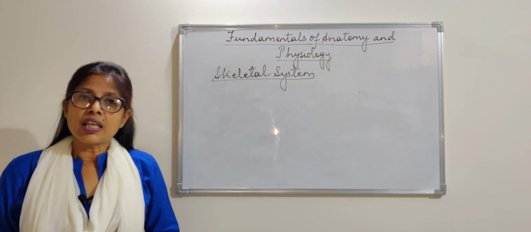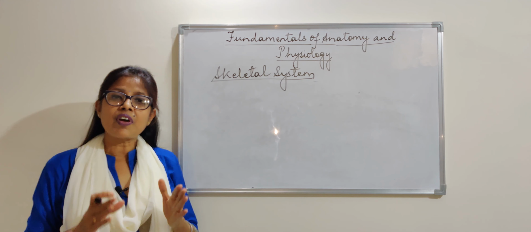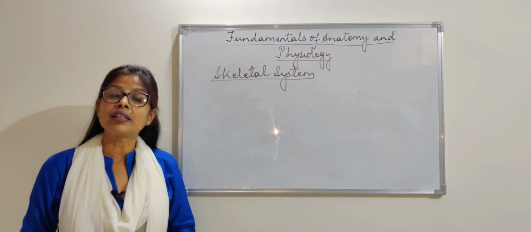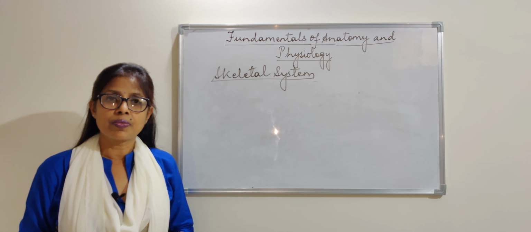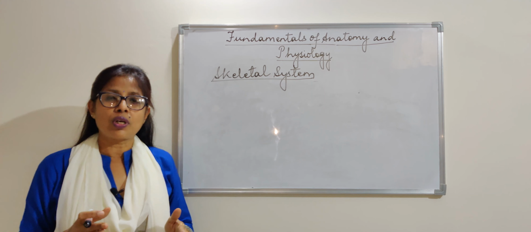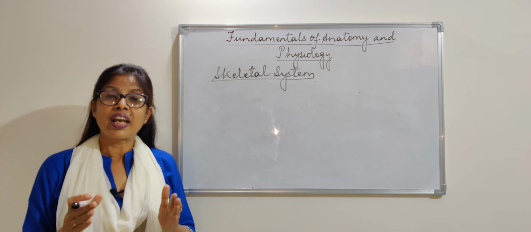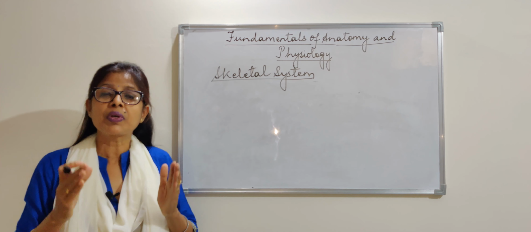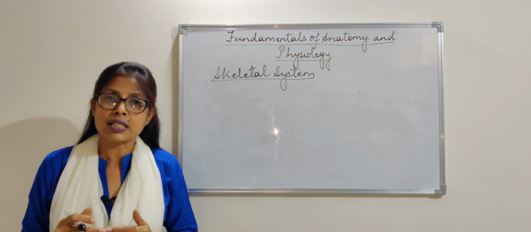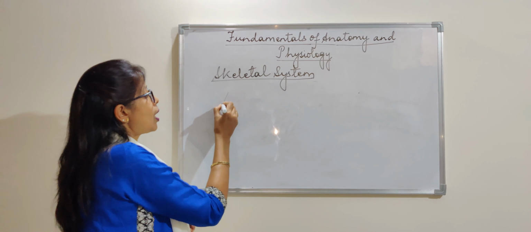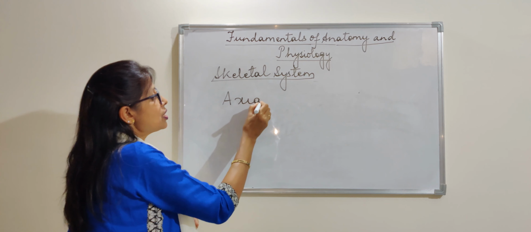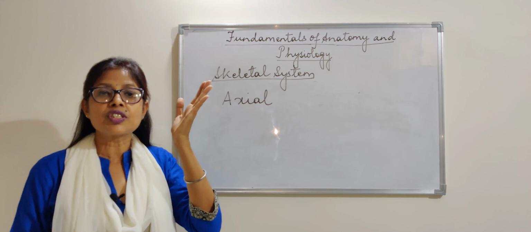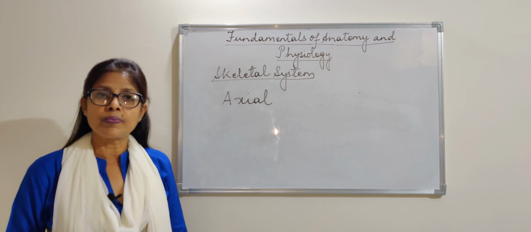If we see our whole body, it is divided into two parts. One is the straight body and the other is the four limbs. The whole straight body, that is your head, your neck region, your sternum, your hip bone, your rib cage, all this comes under the axial skeletal system. Axial skeletal system means the straight part of your body.